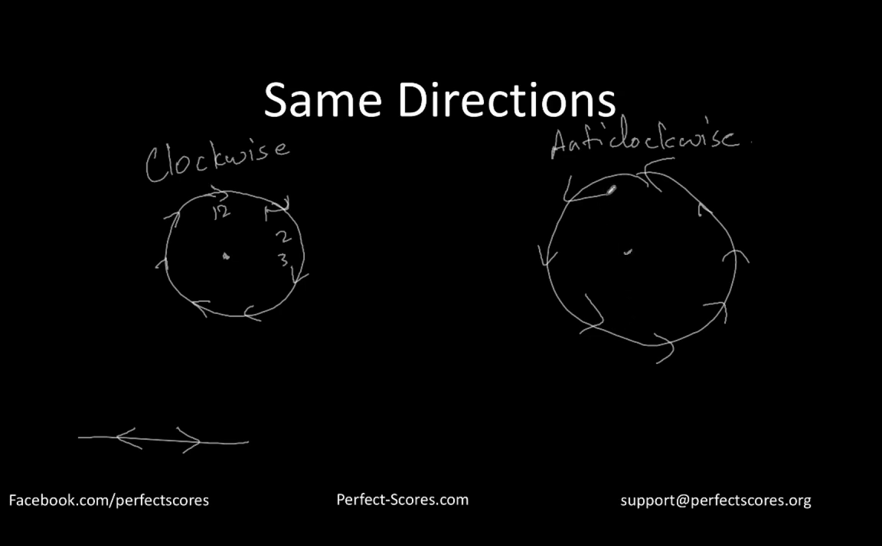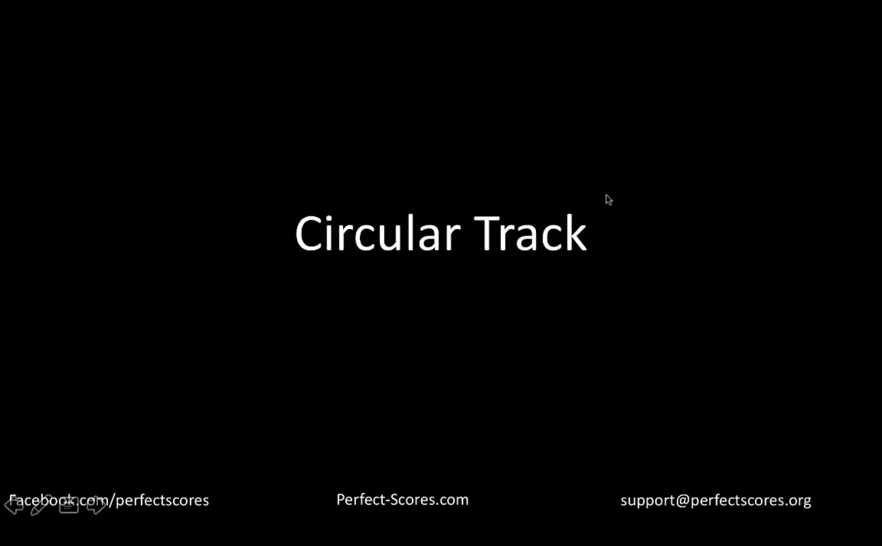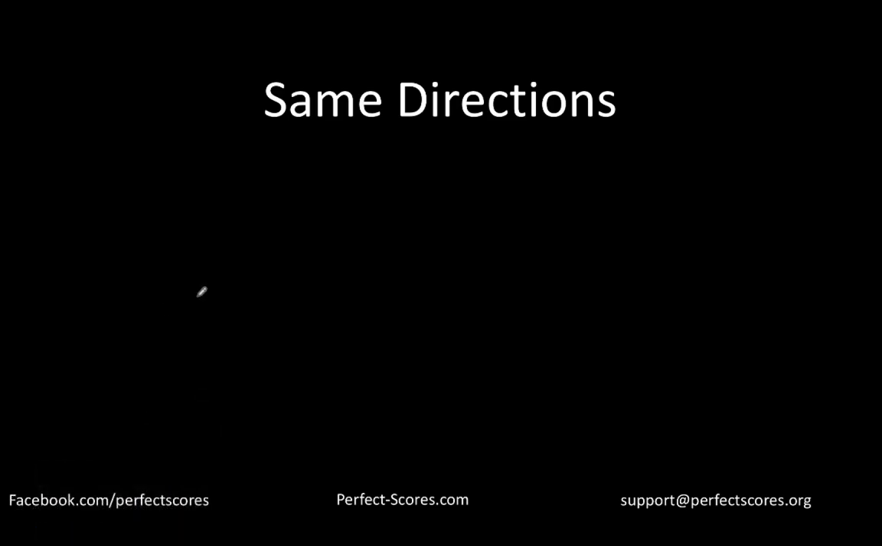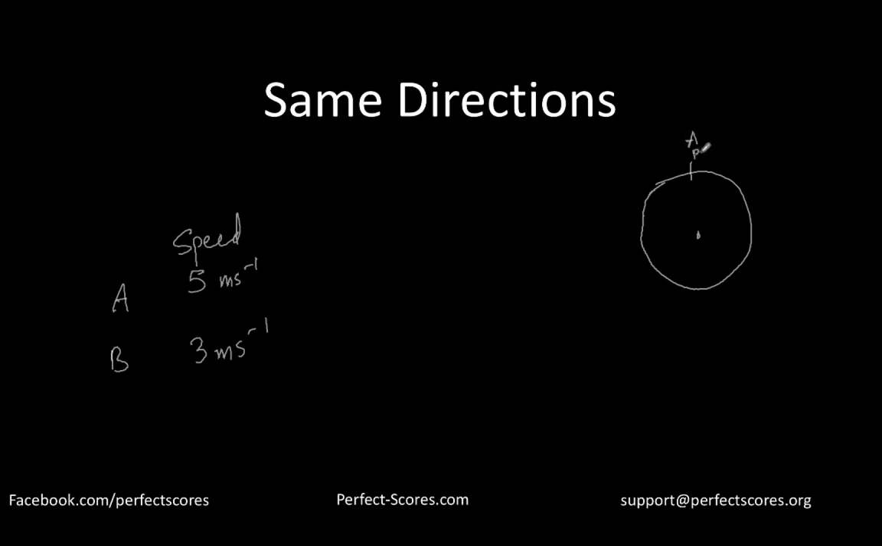Now let's say for example that there are two runners and they're running in the same direction. So let's suppose you have runner A and you have runner B, and they're both running in the same direction at their respective speeds. Let's suppose runner A is running at 5 meters per second and runner B is running at 3 meters per second. Runner A starts from here and runner B starts from here. They both start simultaneously.